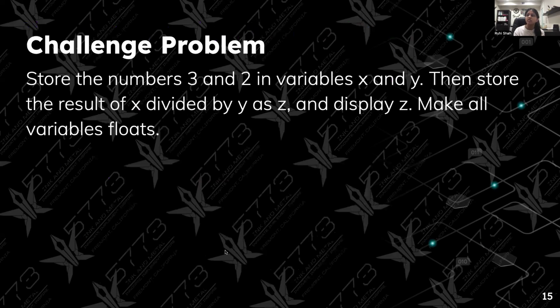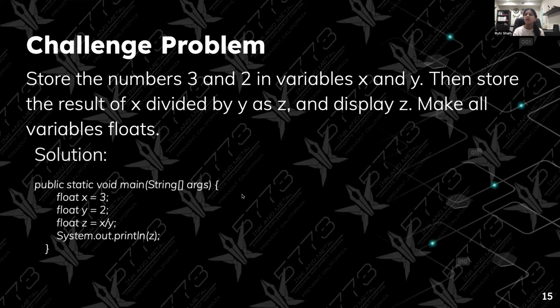Okay, let's do one more challenge problem about variables. So I want you guys to try making two integer variables which store the numbers 3 and 2, and then store the result of x divided by y as z, and then display z. Make all these variables floats, not integers. All right, you can pause the video and try this out for yourself.